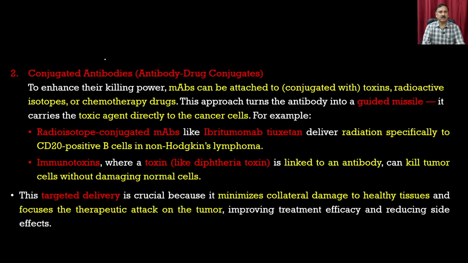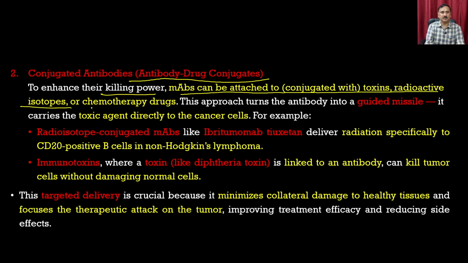Similarly, you can use the conjugated antibodies. In this case, you can couple different types of drug molecules to the antibody and use that for killing the cancer cells. To enhance the killing power, a monoclonal antibody can be attached to toxins, radioactive isotopes, or chemotherapy drugs, and this approach turns the antibody into a guided missile. It carries the toxic agent directly to the cancer cells.